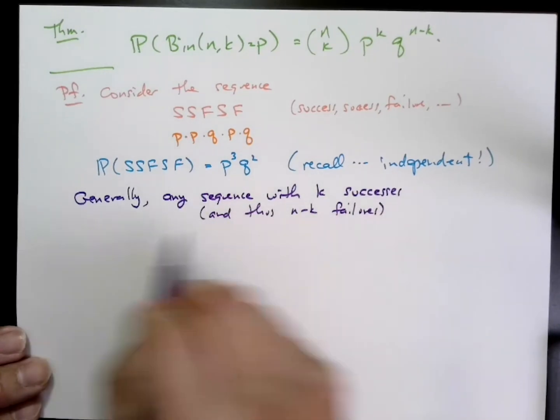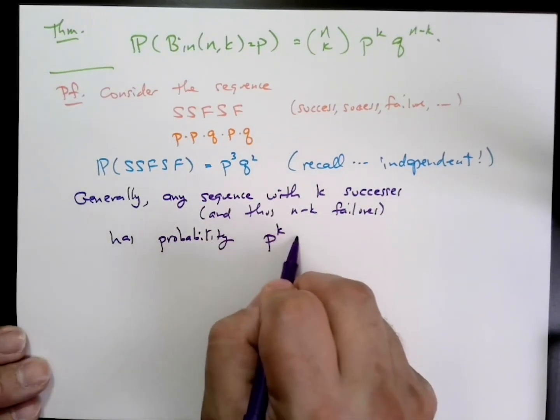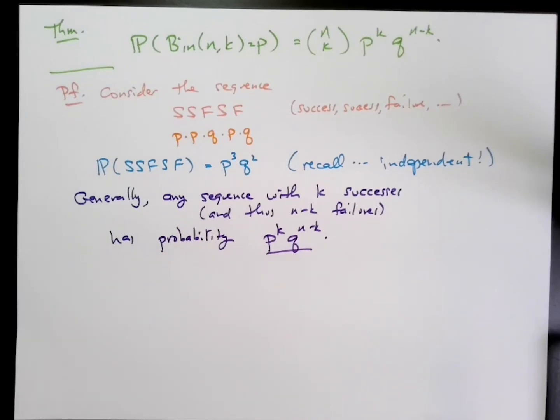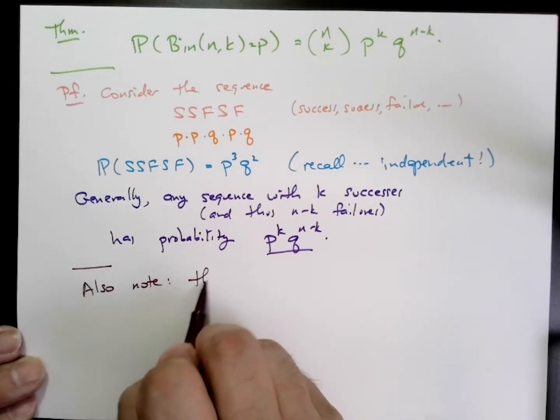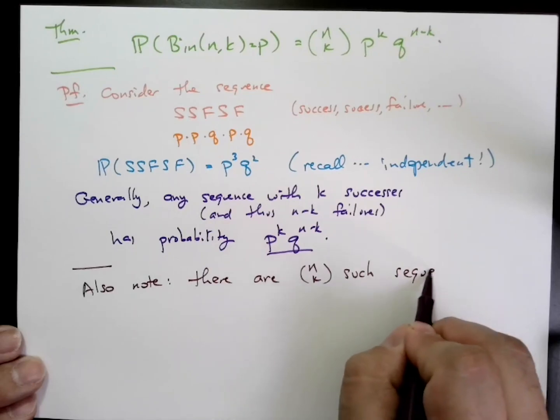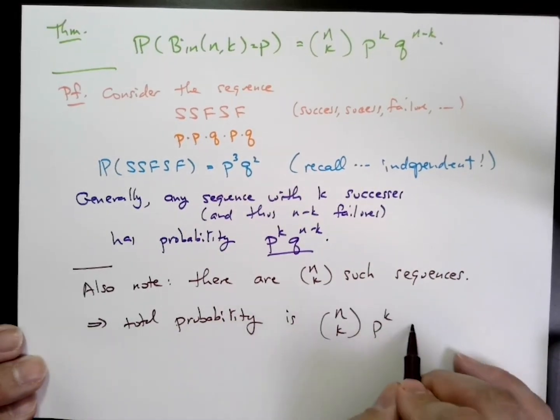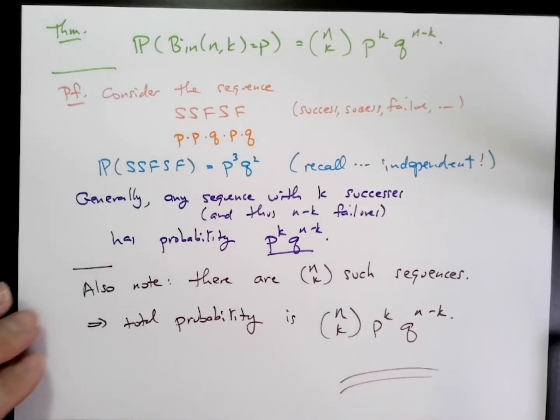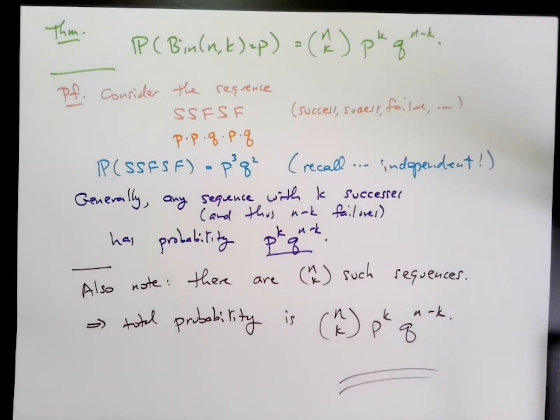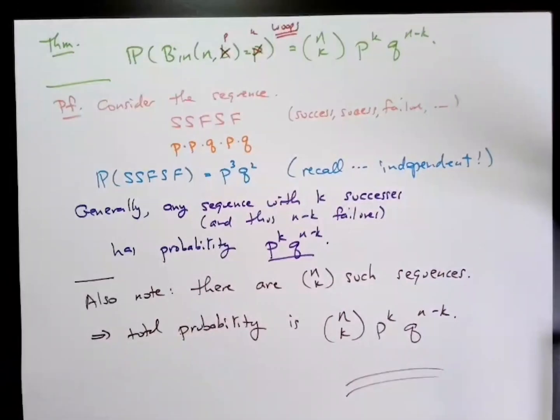Notice that any sequence with k successes, and thus n minus k failures, is going to have probability p to the k times q to the n minus k. This is the probability of any particular sequence. But notice there are n choose k such sequences. Therefore, the total probability of seeing k successes is n choose k times p to the k times q to the n minus k. And we're done.